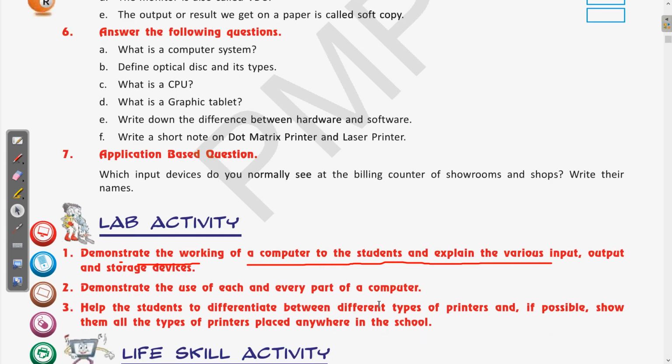So this is, let us see a few of the questions from here also. So first is we have to demonstrate the working of a computer to the students and explain the various input, output and storage devices.